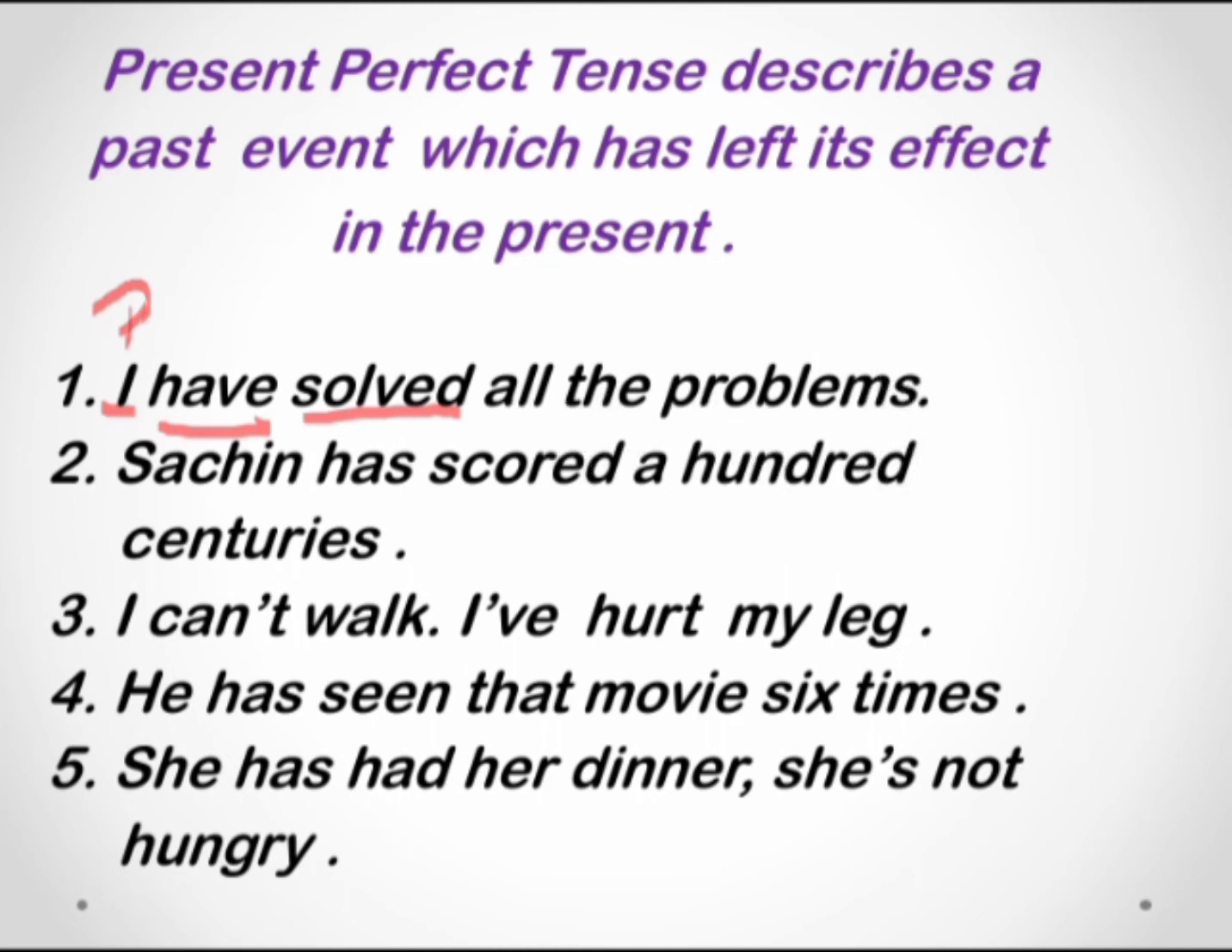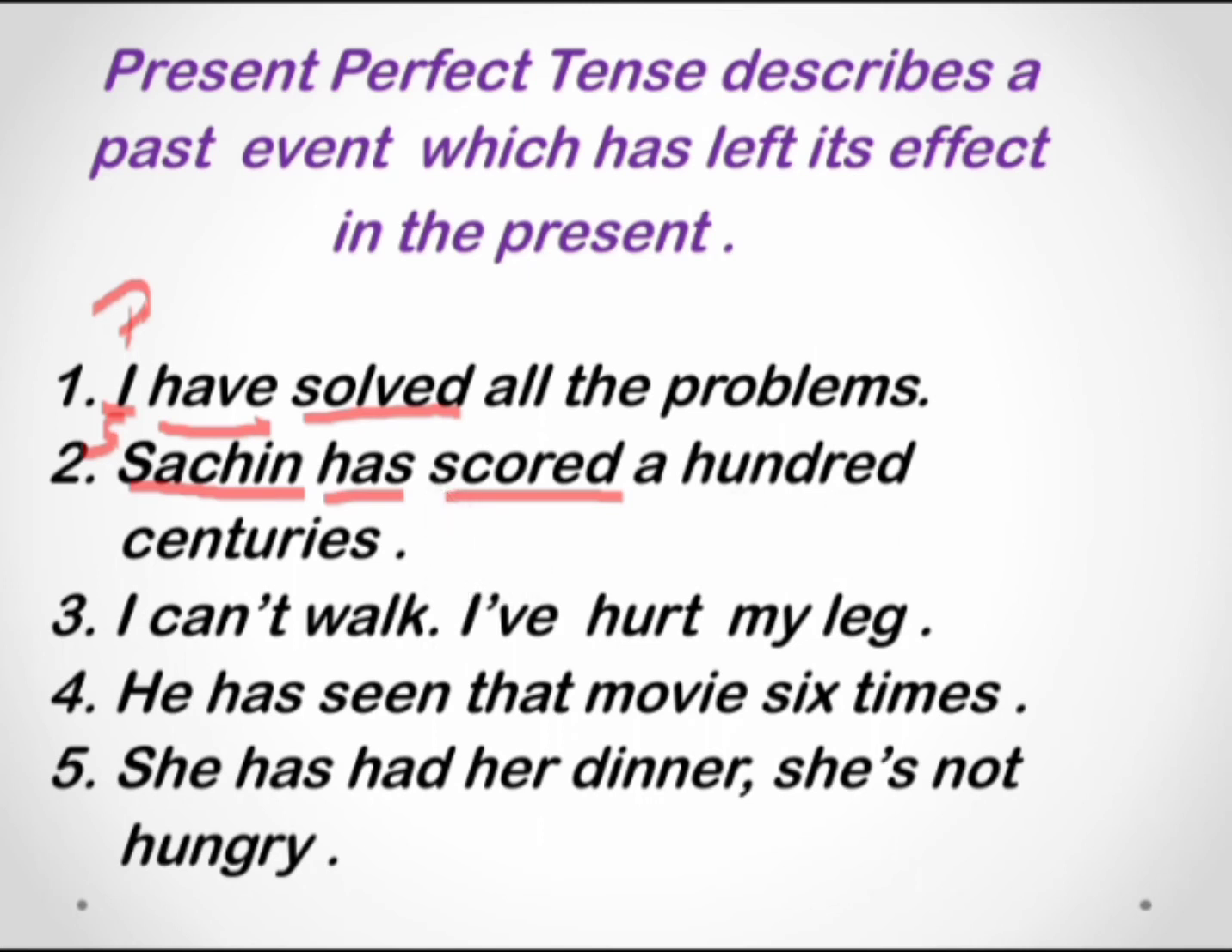I have solved all the problems. So many problems were there. Everything is solved. The effect of all these problems, that is the solution. You have the solutions with you. So the effect is still there. So that time we use this present perfect tense. Sachin has scored 100 centuries. Here Sachin is singular. Has we use for singular subject. Scored is the past participle of score.